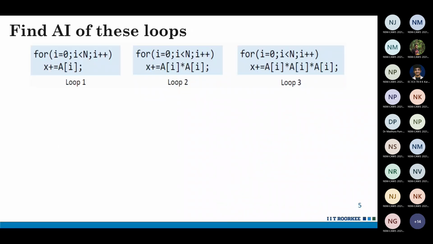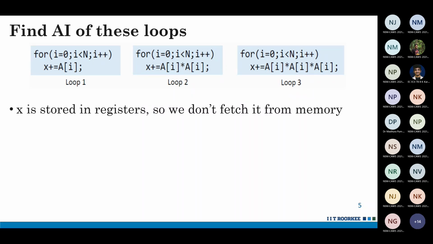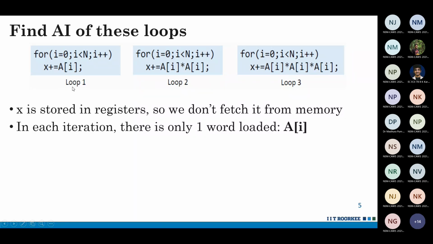Then next we have to find the AI of these loops. Here we have three loops and we need to find the AI. AI is arithmetic intensity, that is the number of computations done per byte fetched from memory. In these loops we will assume that X is stored in a register, so we won't fetch it from memory. In the first loop there is only one computation in each round, and in each round 8 bytes are fetched. We will assume that one word is 8 bytes.